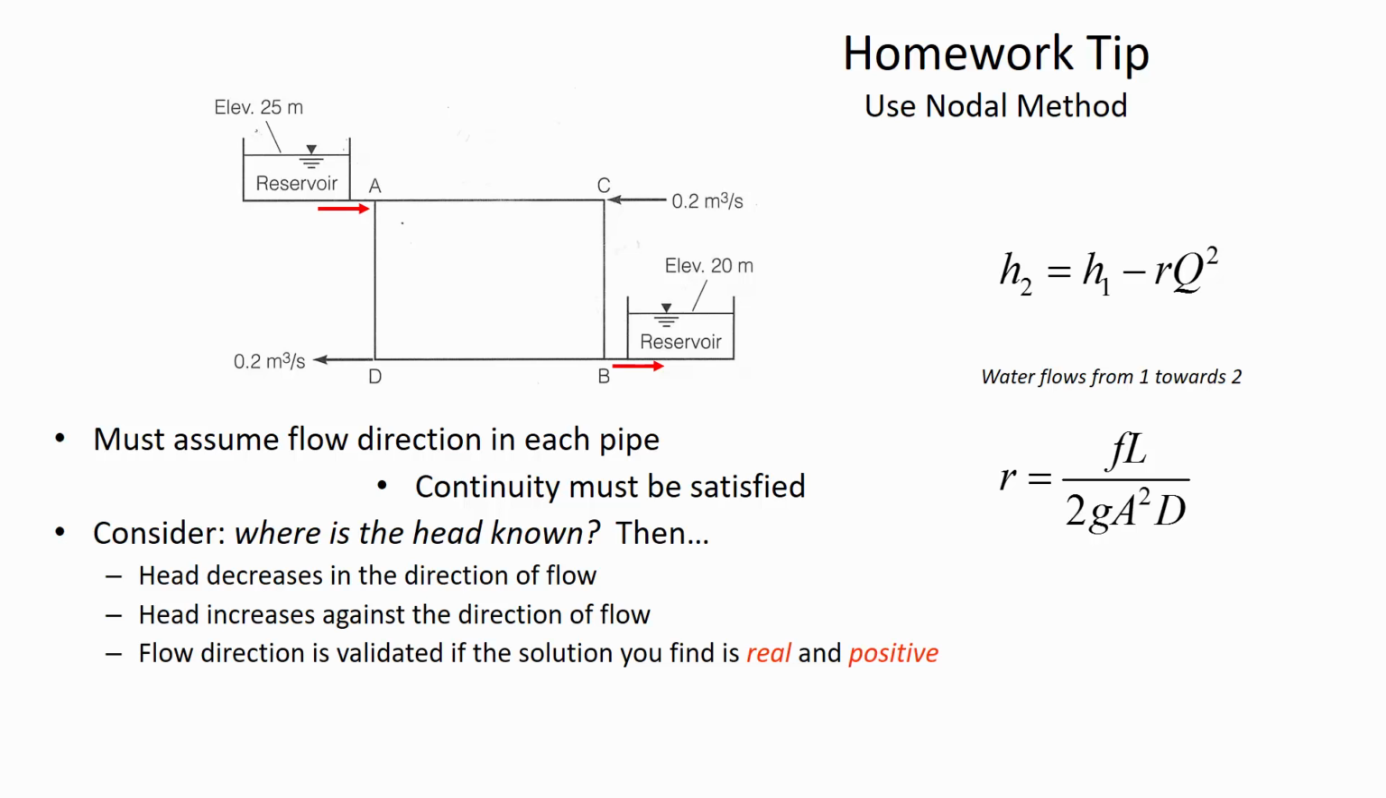Now, you can make a bad guess. Maybe the flow actually is going like this. Yeah, it's possible that it could be like that. Now, if you set up your system of equations and you're solving for the Q's, you've got two equations, two unknowns, and if you end up with a solution that has imaginary numbers in it, then that tells you your initial guess of flow direction was wrong, and change one of the pipe flow directions and start over again.